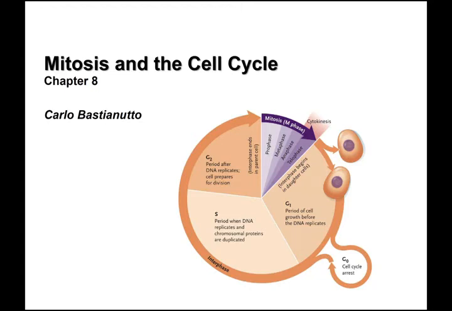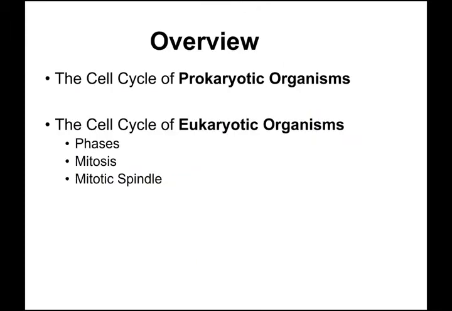Hello everyone. What we're going to discuss in this screencast is how do cells duplicate. So what we're going to be talking about is what is referred to as the cell cycle. We'll talk about the cell cycle first of all in prokaryotic organisms, but then we'll spend most of the time talking about the cell cycle of eukaryotic organisms, which is a little more complicated, involves different phases.